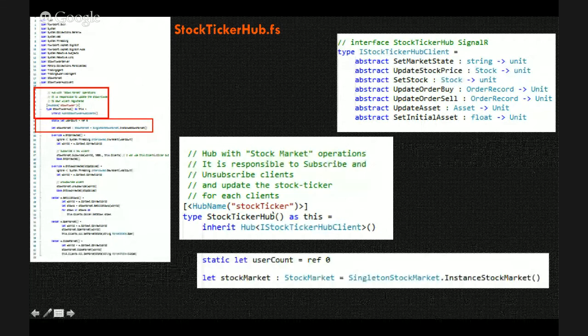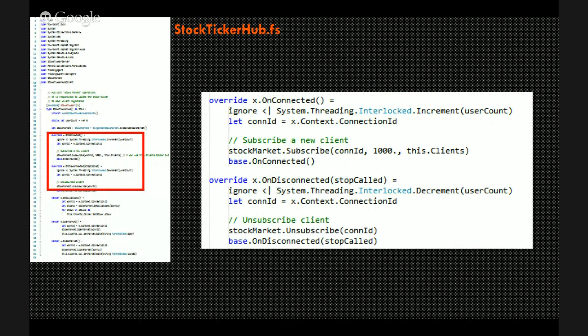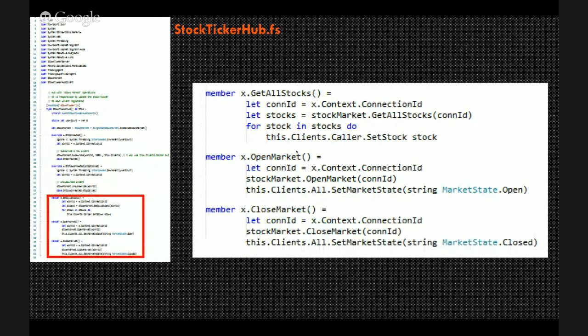Now, remember the stock ticker name here. So I will show you what we can do later with the SignalR type provider. Again, we have some functionality, the OnConnect, which is fired when a new connection is established, and sends a subscribe command to my stock market, which registers my client to my agent. And disconnect, of course, unsubscribes and removes the connection. Now I have some extra functionality to get all the stocks, open the market, close the market, and broadcast all the stocks that are part of the portfolio to the registered clients.